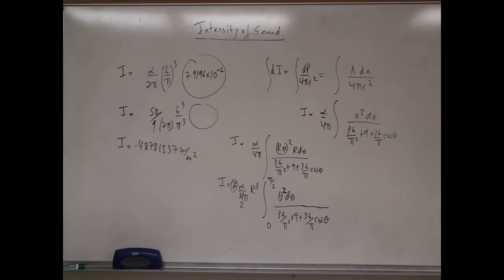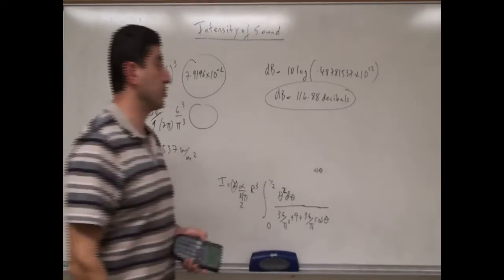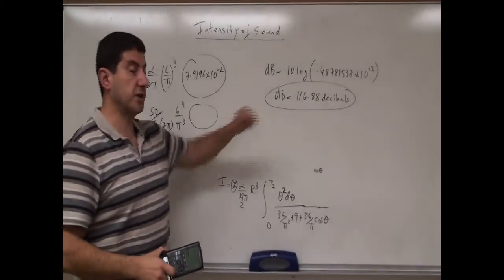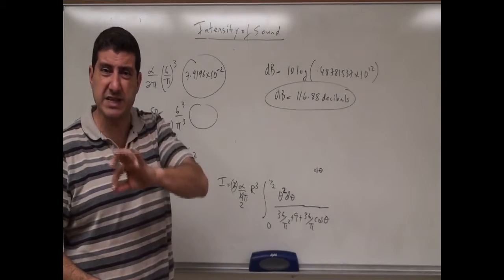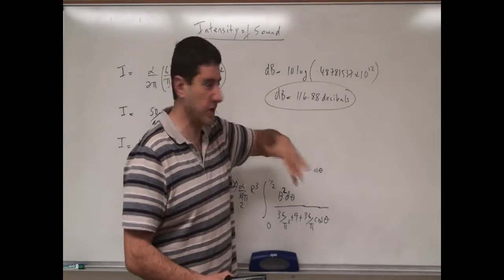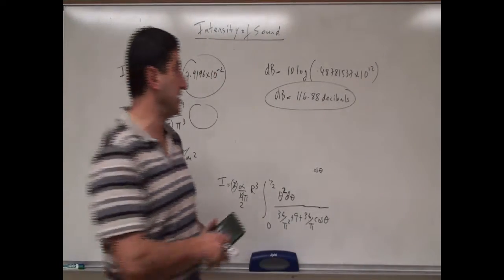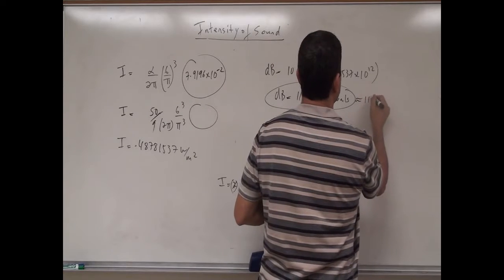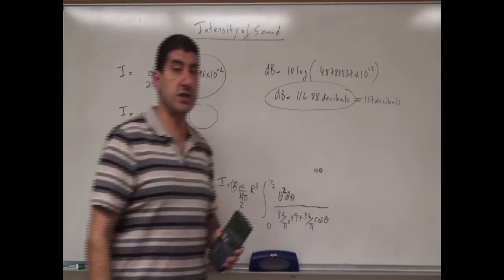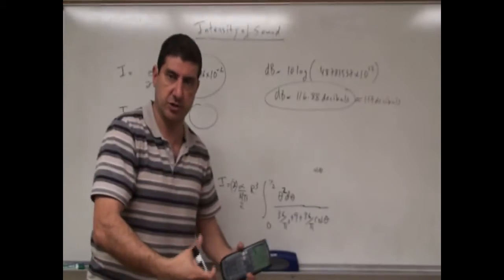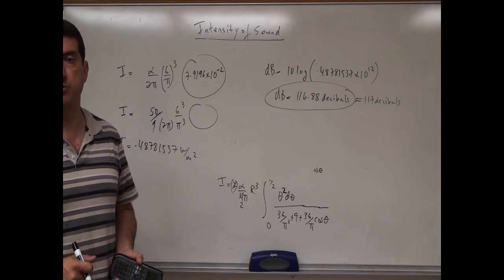And now let's convert this to decibels, and then we can compare the two answers. You can see that it is larger. The other one was 116 point something, but that something was closer to 1 or 2, right? And this one is 116.88, which means it's almost 117 decibels. So it is louder than the other one, but not that much louder, right? It should be louder than the uniform, and it ended up being louder than the uniform.